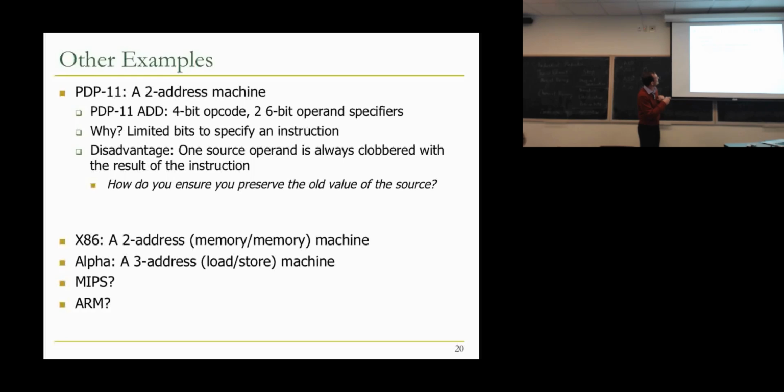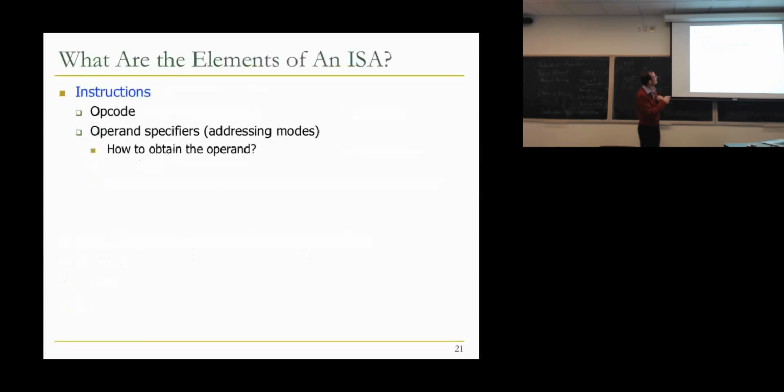So, remember we've talked about what an instruction looks like. It has an opcode, for sure, and its operand specifiers, right? One key thing is, how do you actually obtain the operand? And this has a name called the addressing mode. How do you figure out where your operand is for the operate instruction, or for any kind of instruction, actually? An addressing mode specifies how to obtain the operands. And there are different addressing modes in an ISA.